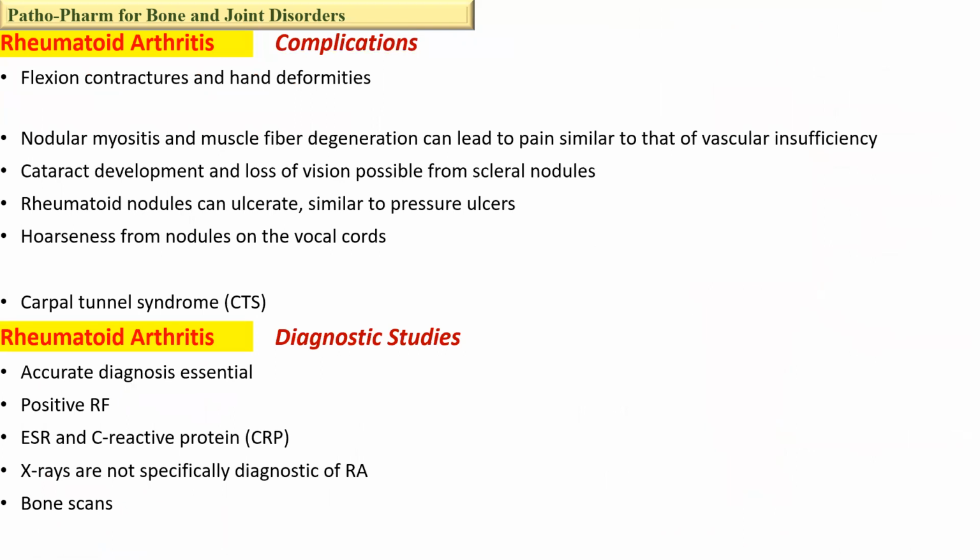complications, flexion contractures, and hand deformities, which will cause diminished grasp strength. The patient is unable to grasp and hold cups, pens, and objects, so it's very hard for them to grasp objects. It also affects the patient's ability to perform self-care tasks. So the ADLs become very challenging, very difficult to attain and do.